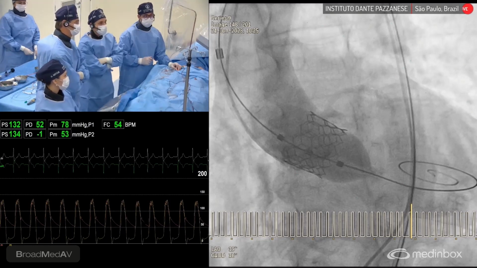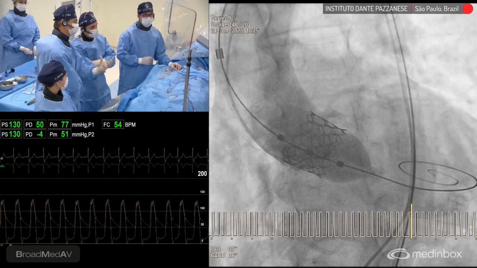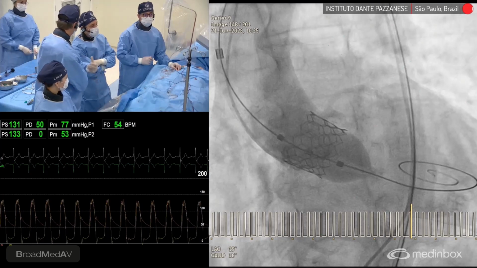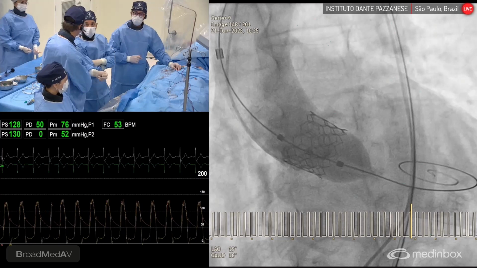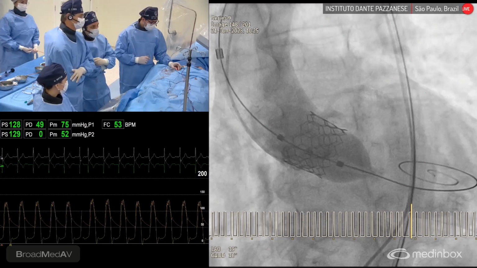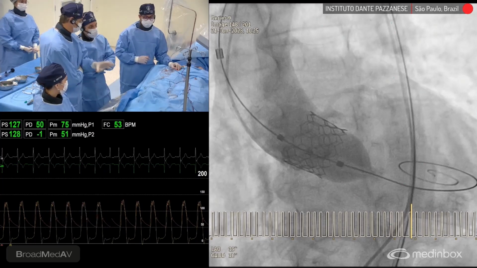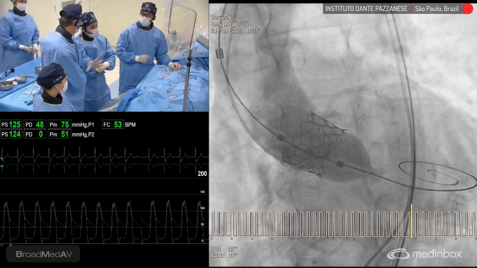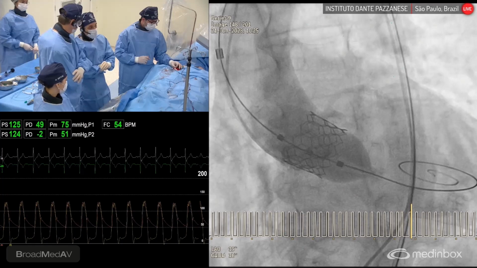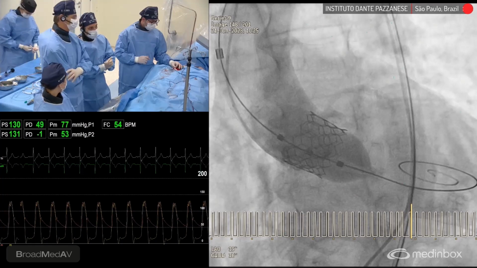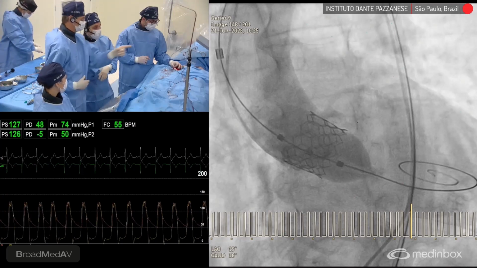So I saw when Alberto was implanting the valve, he asked for an injection. Is that not common? You do it all the time, to do injection during the inflation of the balloon? Yes, we tend to do it in all cases like that, but not in all cases. We usually do an angio during implantation, just to get precise positioning.